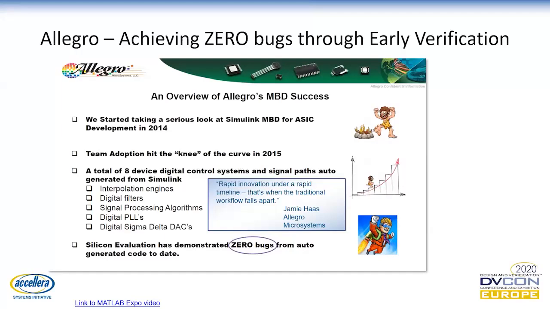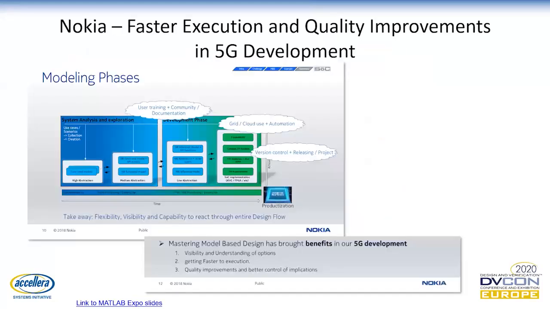And this approach of model-based design and starting from the model, verifying the model, and what we are basically talking about in this presentation, that's making it much more frictionless, let's call it like that, relatively, of course, and helps a lot in the different processes that you go through when designing. Last but not least, at least for this presentation, last example is from Nokia, faster execution and quality improvements in 5G development.